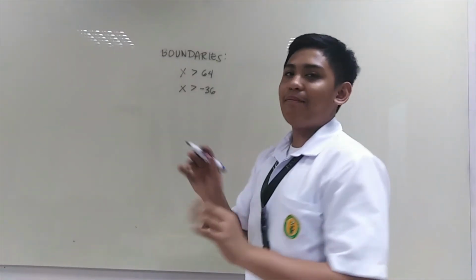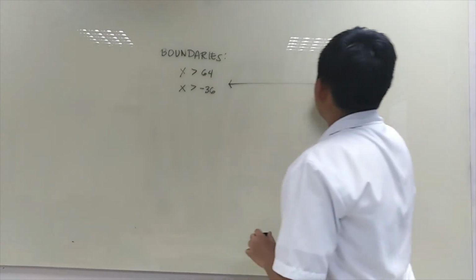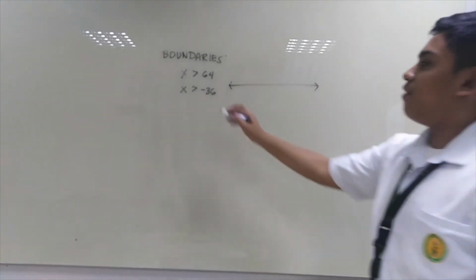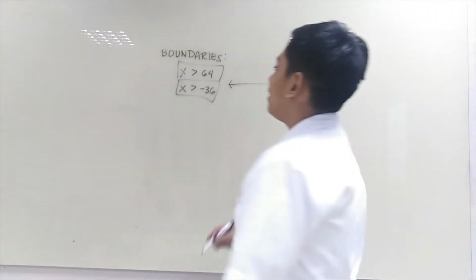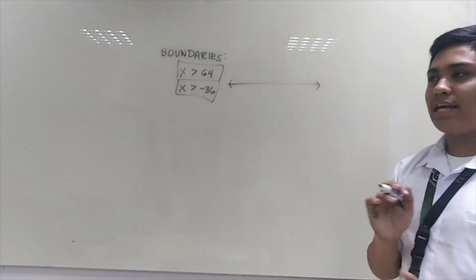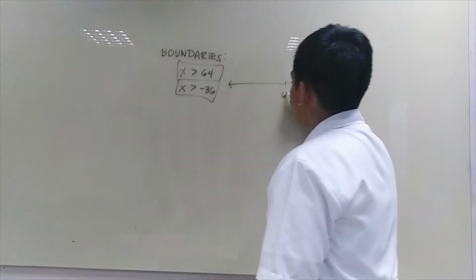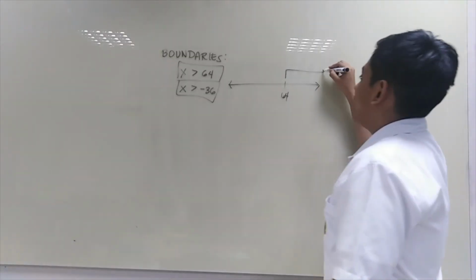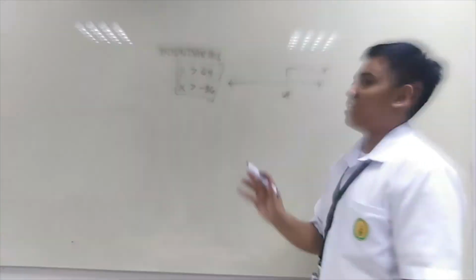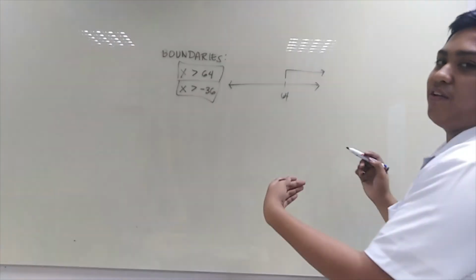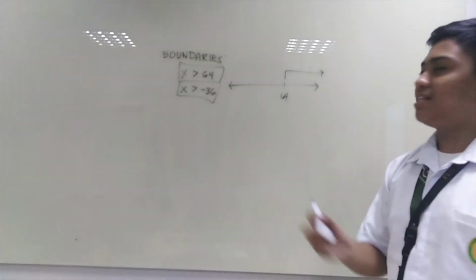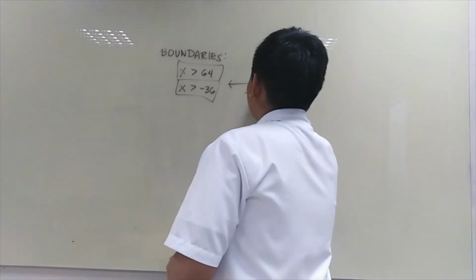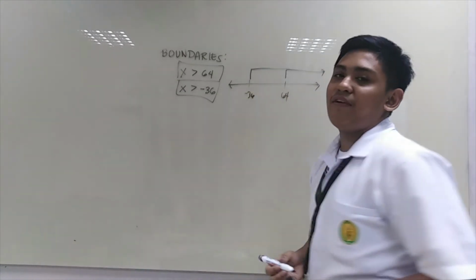Now, we will make a number line to get the answer to the inequality. Let's find the direction of each boundary. x is greater than 64, so x is larger than 64, and the direction is to positive infinity. Next, x is greater than negative 36. Same, negative 36 to positive infinity.